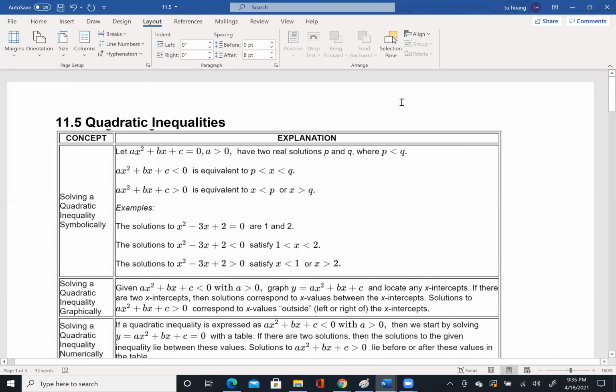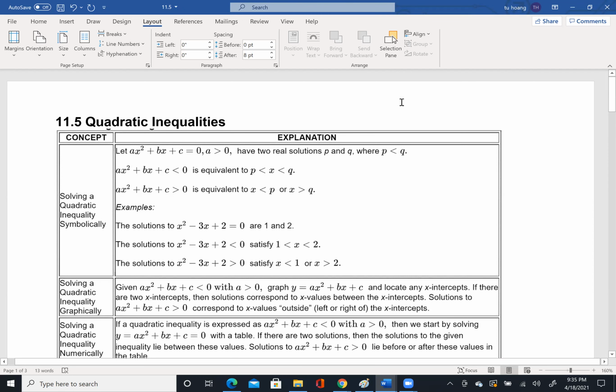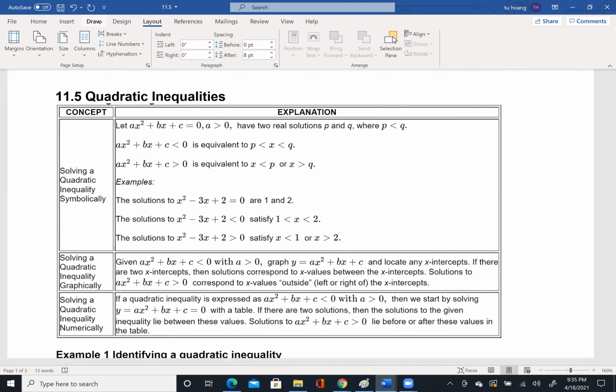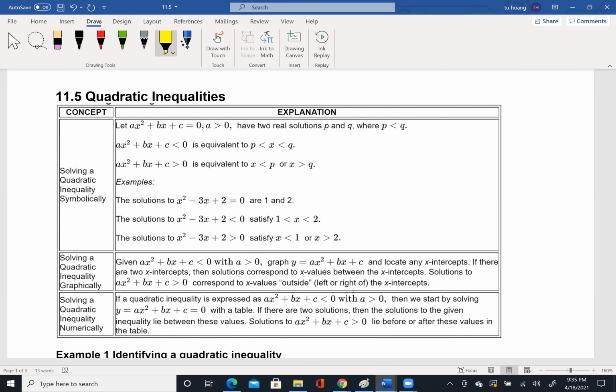Hi everyone. We come back with section 11.5, quadratic inequalities. In this section, I'm going to talk about solving a quadratic inequality symbolically.